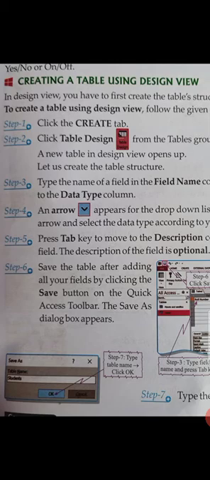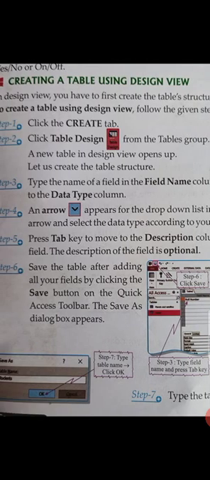Now we are reading creating a table using design view. I already told you we have two types of view in MS Access, datasheet view and design view. So we completed datasheet view. Now we are starting design view. In design view we have to first create the table's structure, while in datasheet view we already have it.